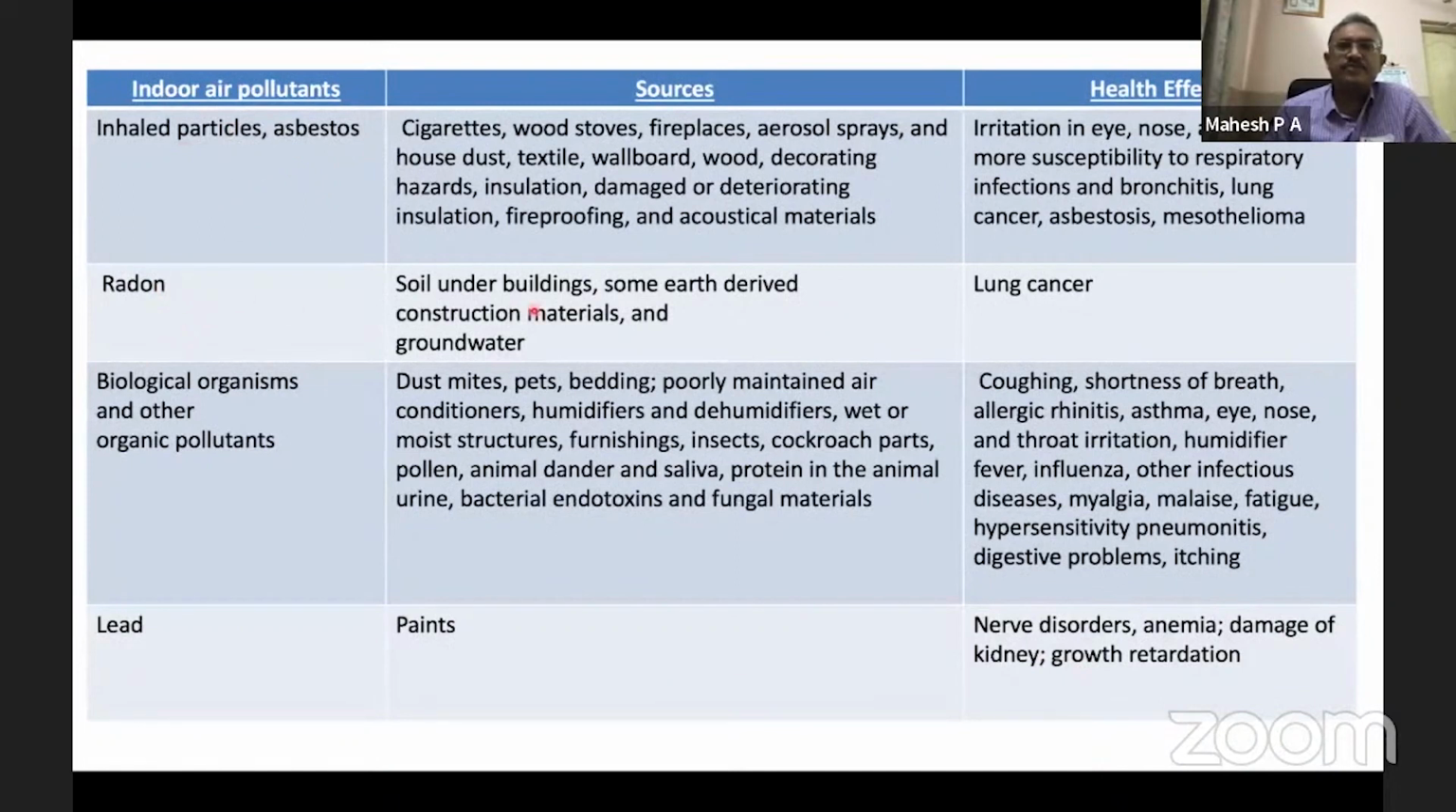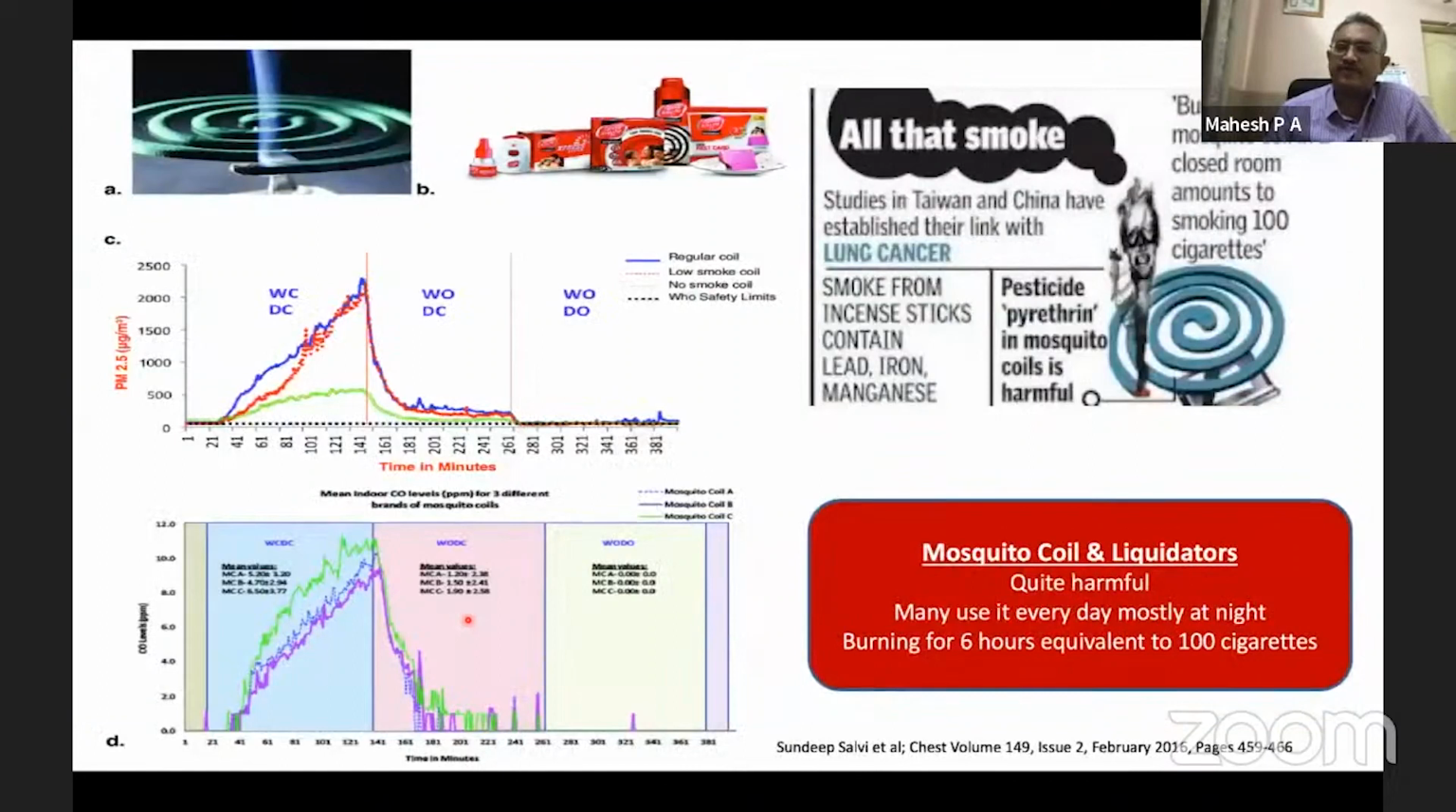Radon mainly comes from the soil under the building, some of the earth-derived construction materials, some of the groundwater. That's a very high risk of lung cancer. You need to have a radon certificate in the Western world when somebody wants to sell their house. Biological organisms are also critical air pollutants. The lead comes from the paints. So there are a lot of indoor air pollutants that we need to be careful of.